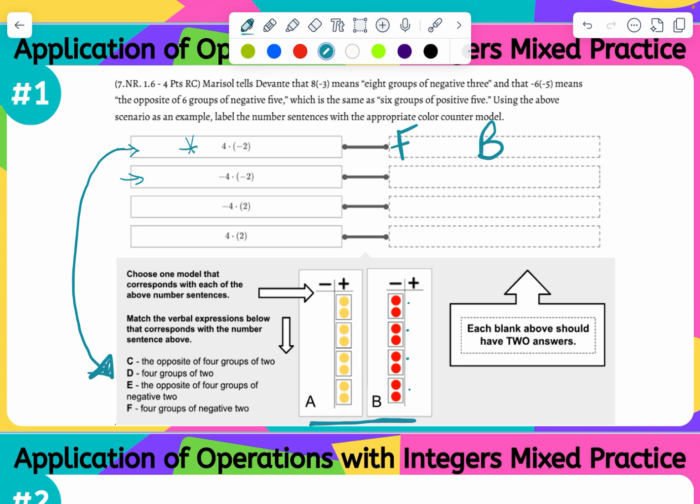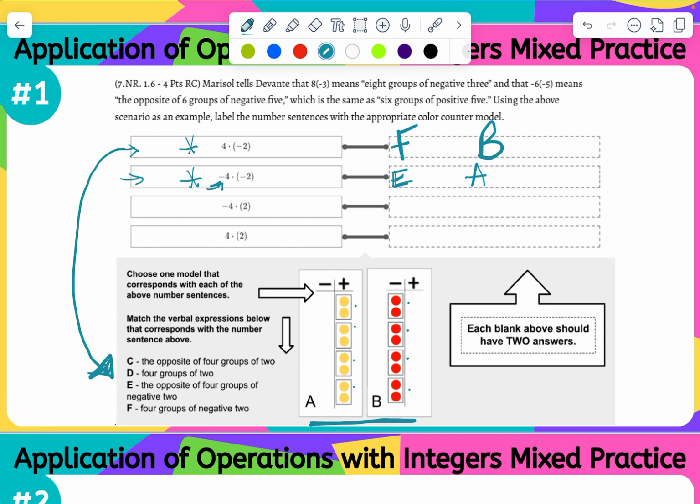So we've done that one. Now let's do this one. Remember that if you have a negative in the front, you have to read it as the opposite of. So this is the opposite of 4 groups of negative 2. The opposite of 4 groups of negative 2 is going to be E down here at the bottom. And the opposite of 4 groups of negative 2 would be 4 groups of positive 2, which is counter model A.